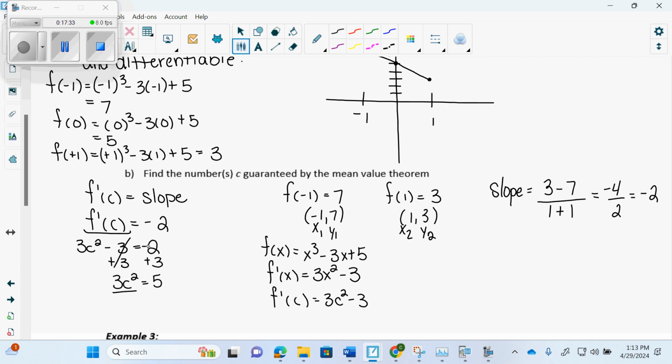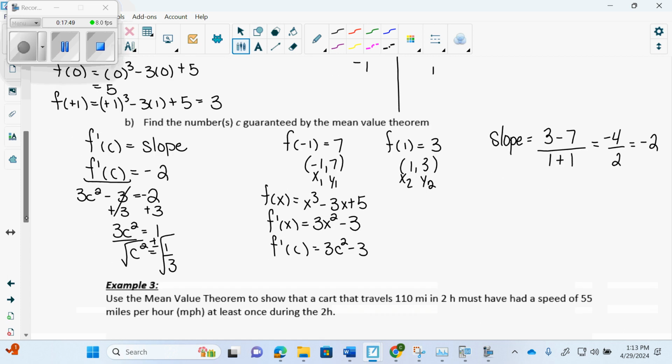Yeah, that's going to suck if I kept going. Good catch. C squared equals 1 over 3. And then I square root. When I square root, what do I get? Positive or negative. Yep, I just said positive.